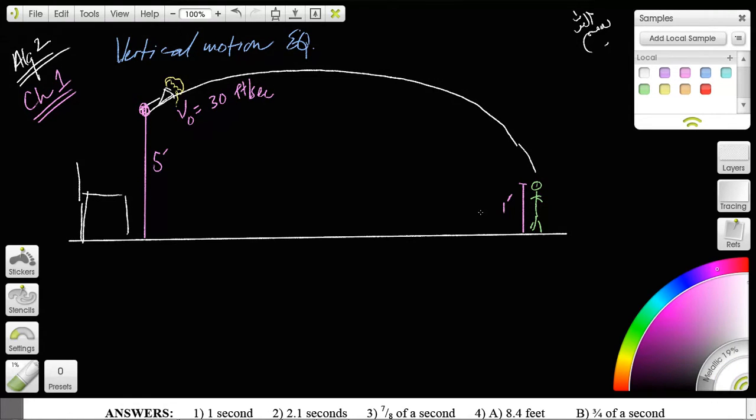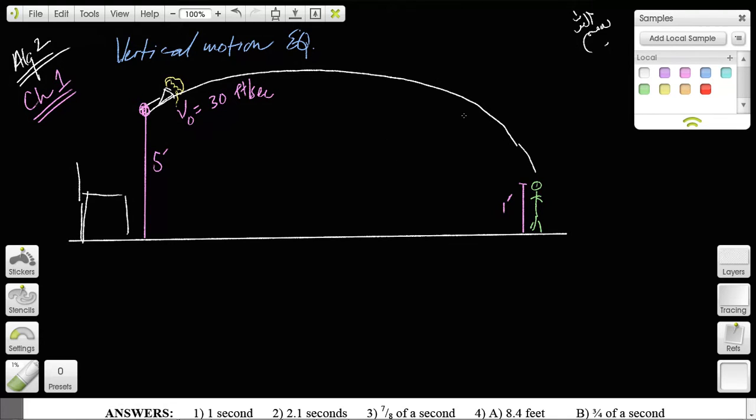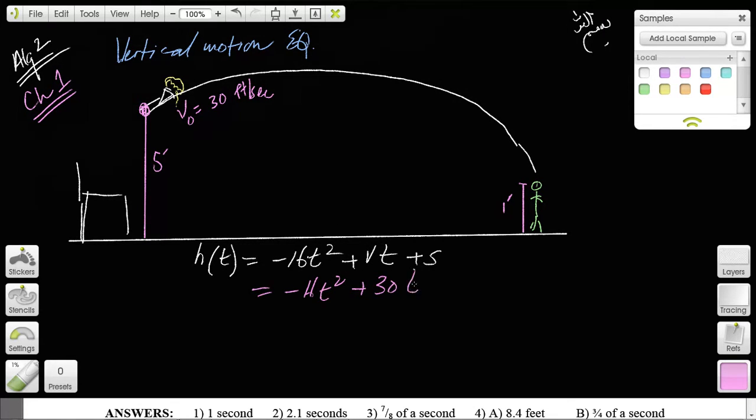As soon as you have the necessary information, you can write the vertical motion equation for this question. If you recall, the height of any projectile is negative 16t squared plus vt plus s. In this case we know that the initial velocity was 30 feet per second and the initial height was 5. So that's the vertical motion equation.